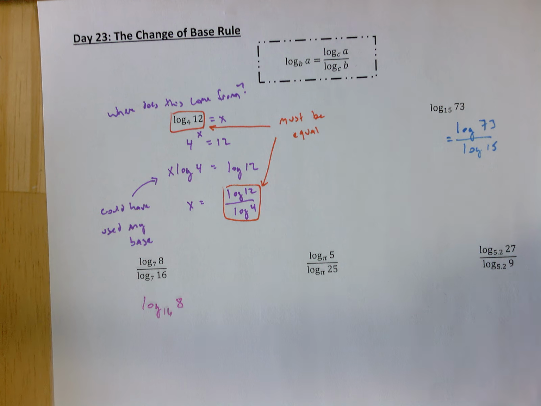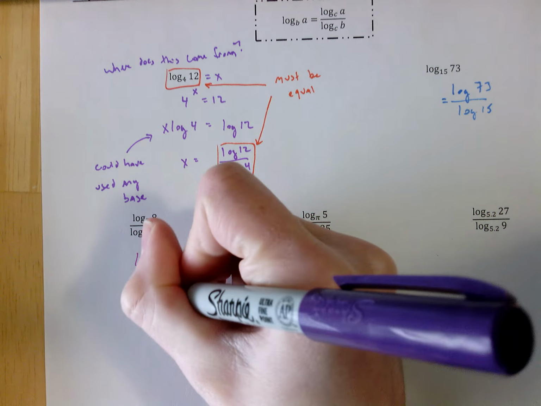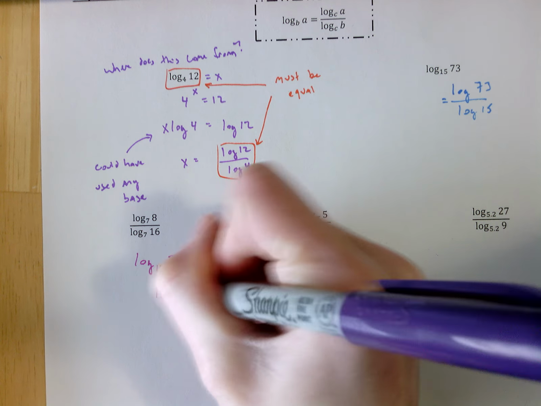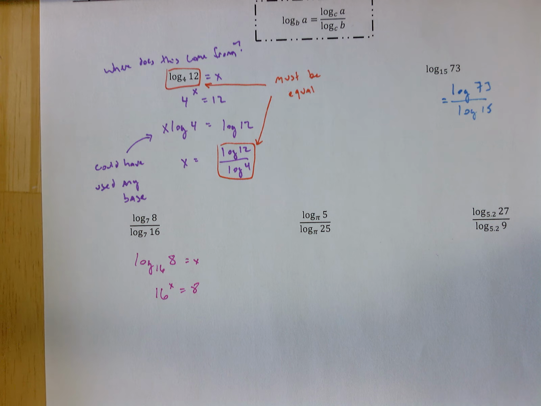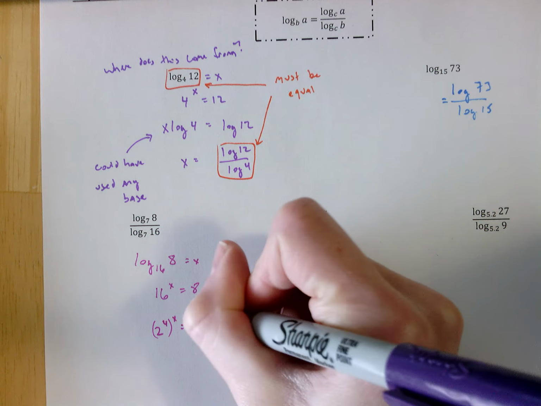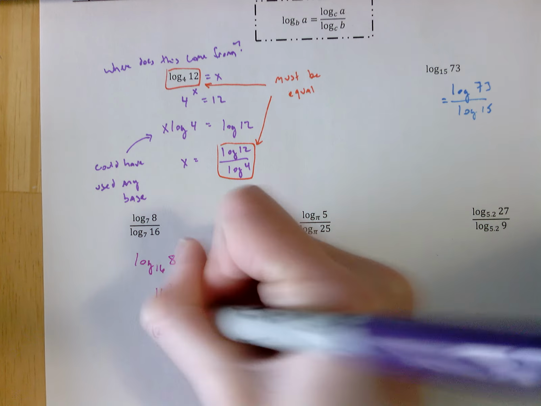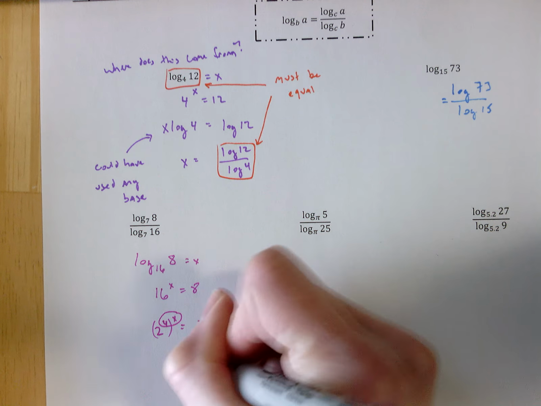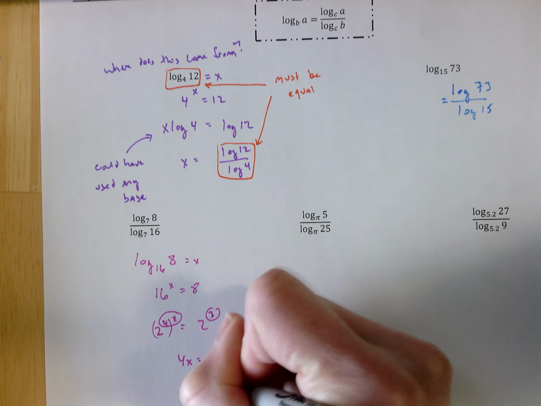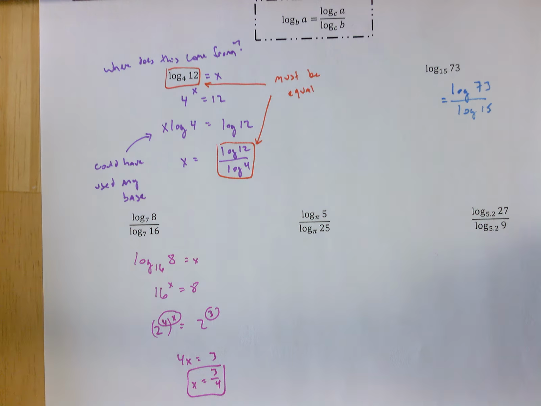Okay, and now this is something that I can solve. So if we think about, pretend that this equals x, I can convert this and say it would be 16 to what power equals 8? And let's see, those are both powers of 2. So this is 2 to the 4th, and that's 2 to the 3rd. And now since they have the same base, I know that this has to equal this. So 4x equals 3 and x equals 3/4. And now we have fully simplified this log without using any kind of calculators or anything like that.